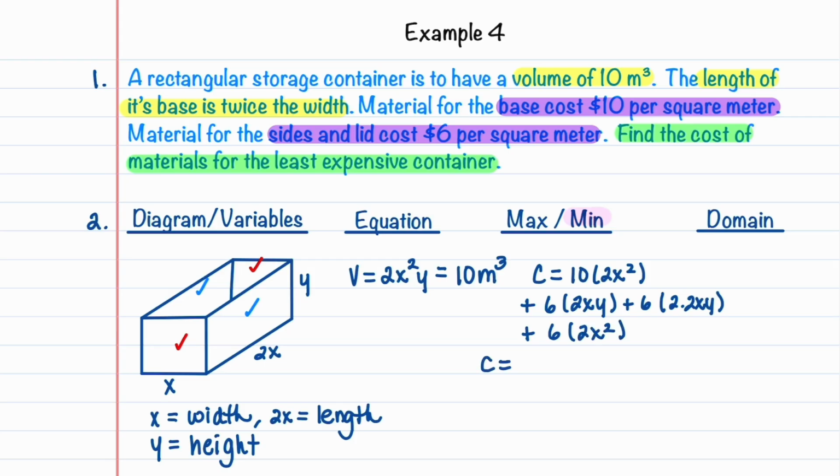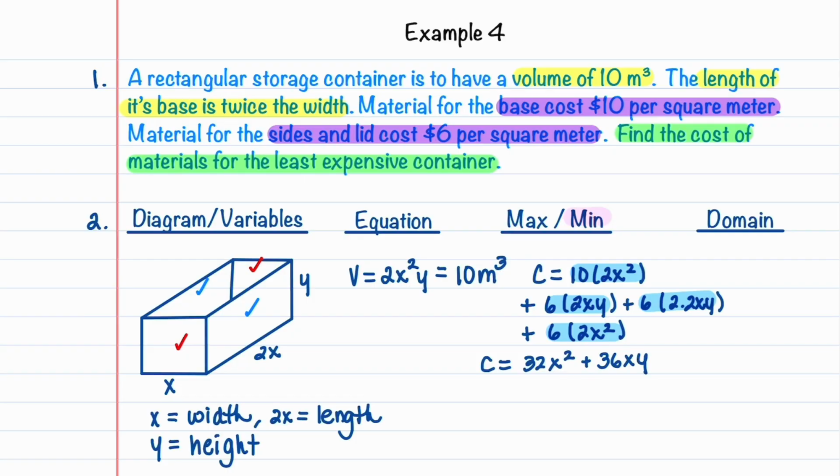Now let's simplify all this. Let's look at the x squared terms first. We have 20 and 12. So that gives us 32x squared. Now let's look at the xy terms. We have 12 and 4 times 6 is 24. So 24 and 12. And that gives us 36. So we have 36xy.